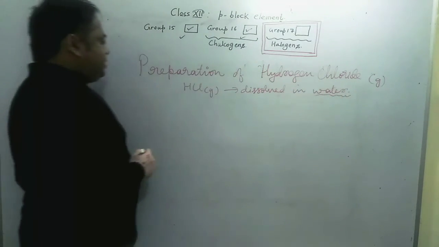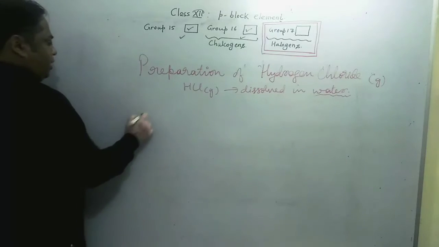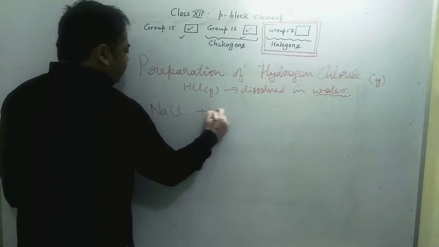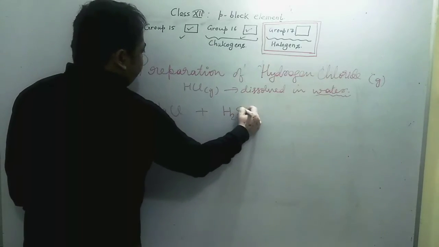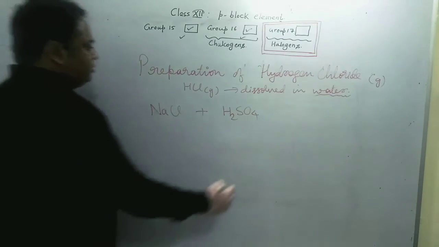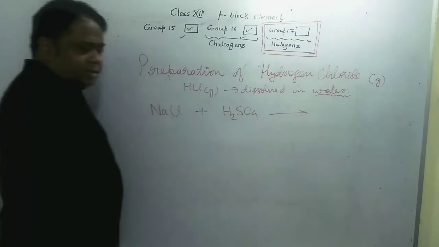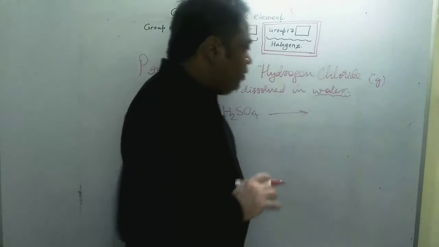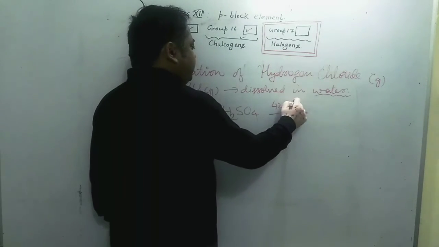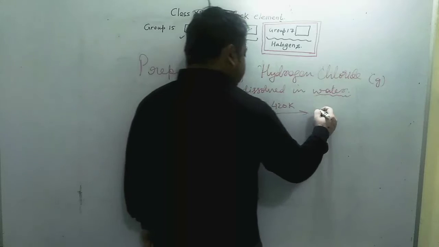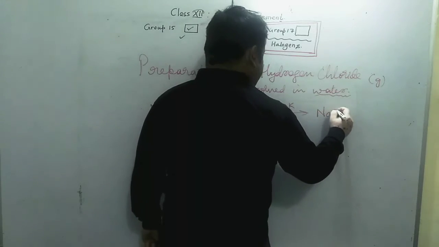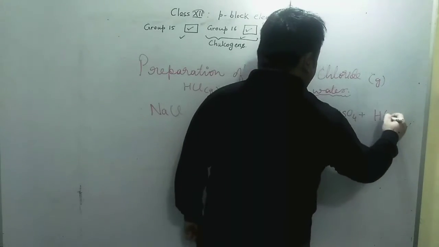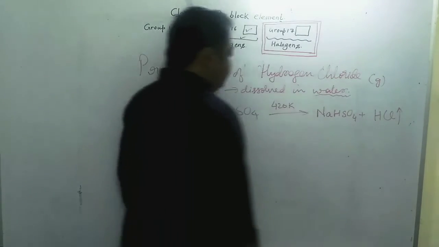Now, how is this HCl gas taken out? It is taken out by treating sodium chloride or potassium chloride with H2SO4. The reaction takes place in two steps. We heat it. At the first step, we give 420 Kelvin, a very easy number to remember. So it forms NaHSO4 plus HCl. So one part of the HCl gas is formed here.